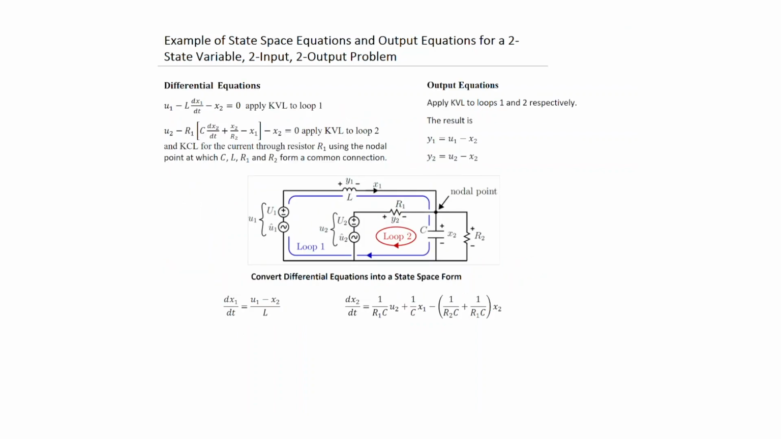All right, so here's basically the procedure for doing it. For loop 1, we basically sum the voltages around the loop, and that's the equation that you see here. U1 minus the inductor voltage minus X2, which is the capacitor voltage, equals 0. The second, loop 2, is U2, that's the input voltage U2, minus R1 times the current that's flowing through here. And you get that current by applying Kirchhoff's current law at this nodal point here. Minus X2 equals 0.